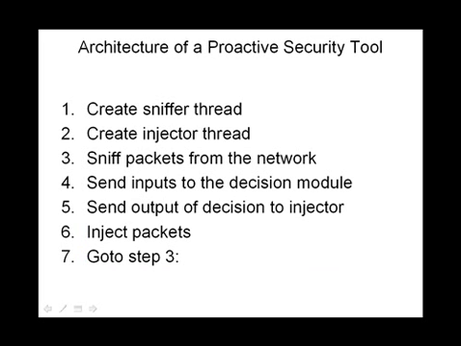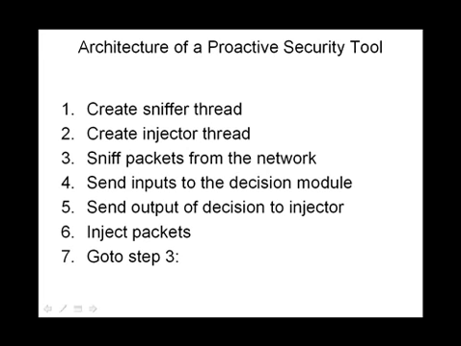Now breaking this up into various steps, first of all is creation of the sniffer thread, then creation of the injector thread. Then of course we have to sniff packets on the network and send the inputs, based upon whatever we've collected from the sniffing phase, to the decision module. The decision module sends output to the injector, which in turn goes ahead and injects packets. Once again we go back to step 3, sniff the packets based upon what we have injected right now, and then try and decide what to do next. So basically 7 is nothing but pointing to the feedback loop.